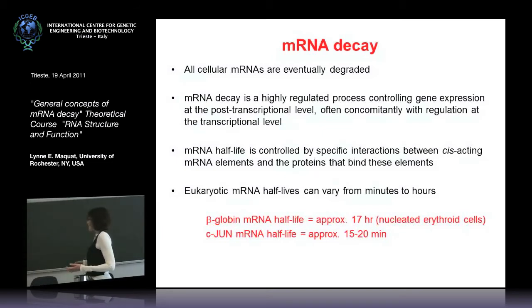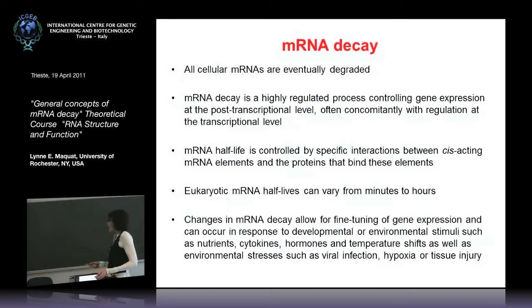Beta-globin mRNA, usually present in erythroid cells, has a half-life of about 17 hours, whereas C-Jun mRNA, which encodes a proto-oncoprotein, has a very short half-life of 15 to 20 minutes. In fact, one way to transform a cell is to increase the half-life of C-Jun mRNA, and the viral Jun mRNA has a much longer half-life than its cellular counterpart.